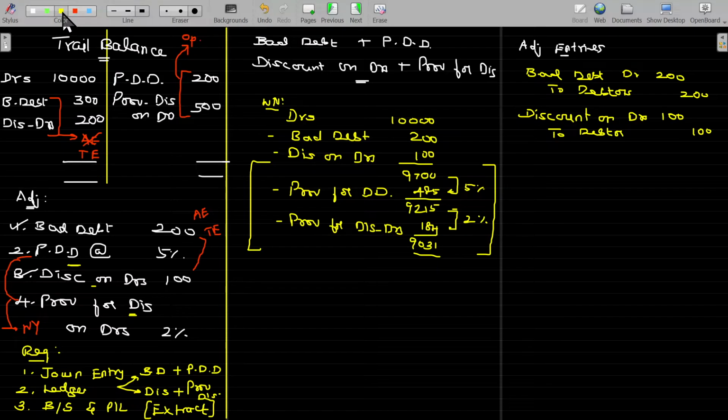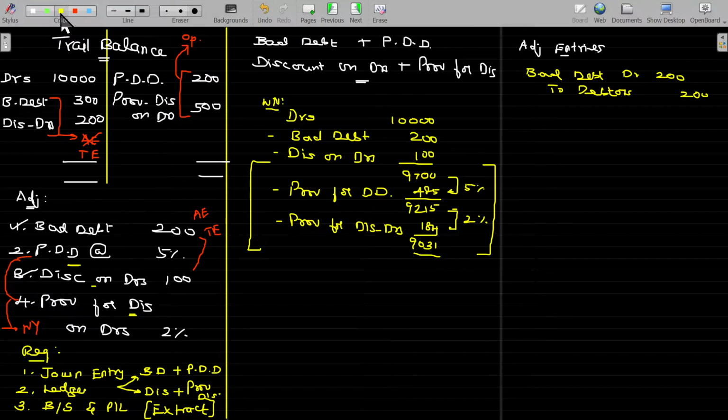Okay. Next one being the transfer entry. I'll just keep this discount on debtors to be passed later, not to confuse you. Finish up the bad debt alone separately, bad debt and provision for doubtful debts. Bad debt account debit to debtors 200, it's over.